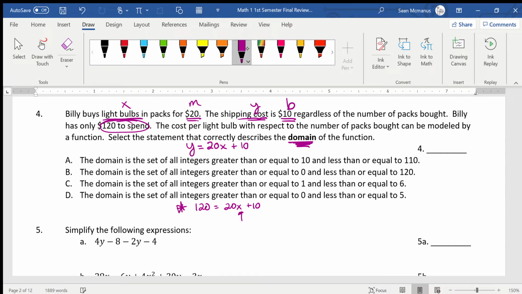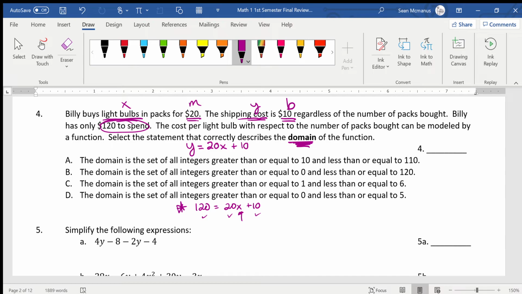I know how much I have to spend, 120. I know how much they cost. I know what the shipping is. What I want to know is how many can I get? That's what it's really asking me. If I have 120 bucks, how much can I get? So the domain, the possible x's, are all integers greater than or equal to 10 and less than 110.